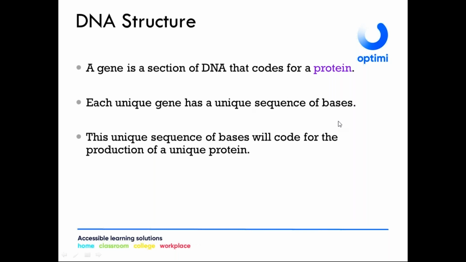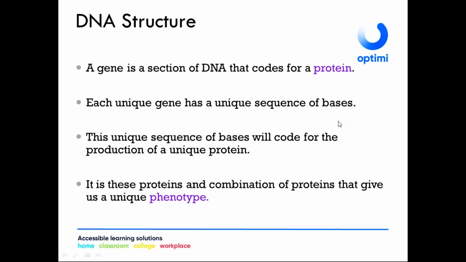Each unique gene has a unique sequence of bases. This unique sequence of bases will code for the production of a unique protein. It is these proteins and combinations of proteins that give us a unique phenotype. Remember what phenotype is? Your appearance. So these proteins decide what we should look like, whether our hair should be curly or straight, whether our eyes should be brown or blue. These proteins are responsible for that.